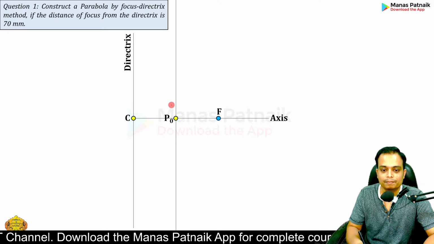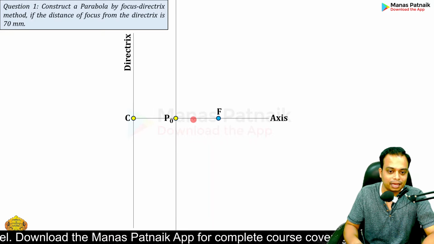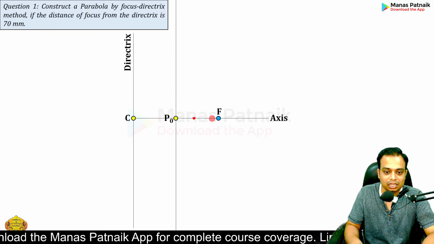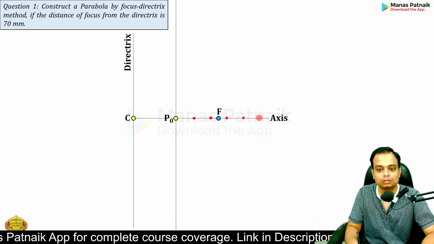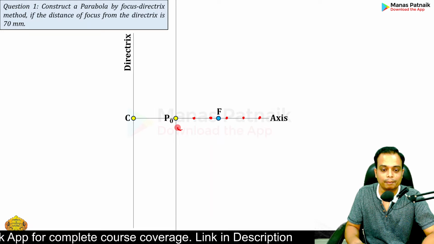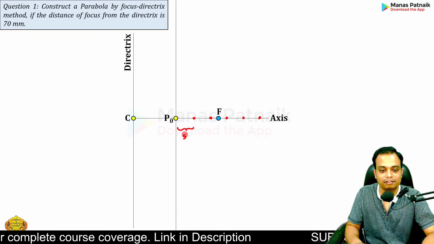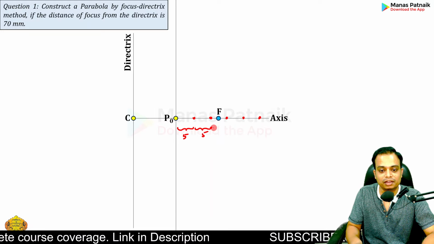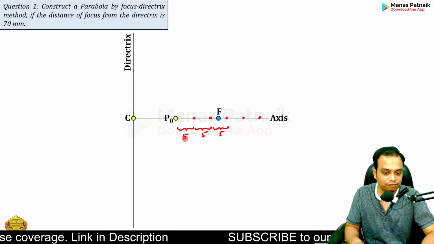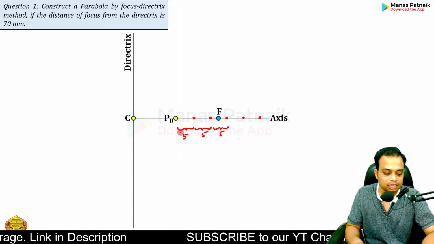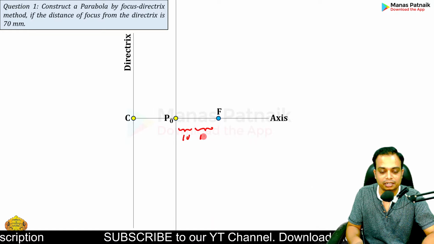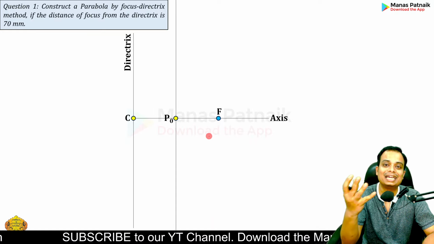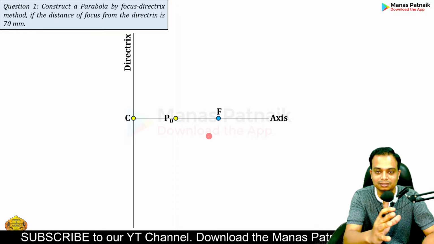Done. Now, take the construction ahead by marking points at equal intervals of 10 millimeters. Okay, you can take it 15 millimeters also. You can take it 5 millimeters also. But I would suggest, if this is 5, you should take this also as 5. If this has been taken as 10, then the other point has to be marked at a distance of 10 millimeters. This is my suggestion.